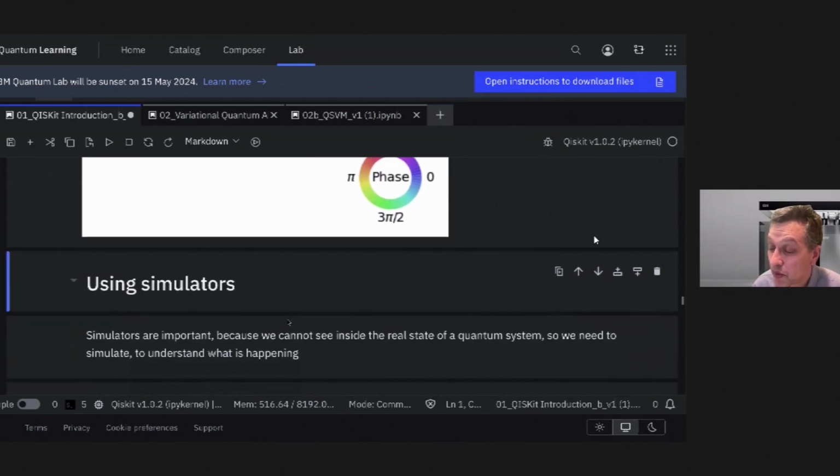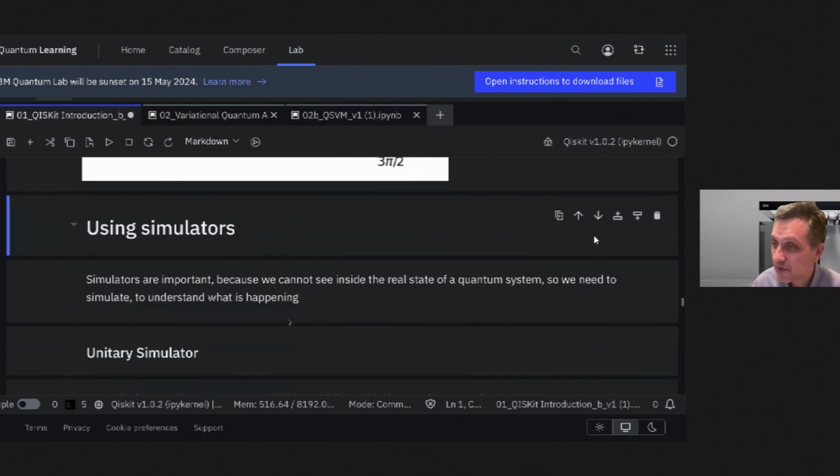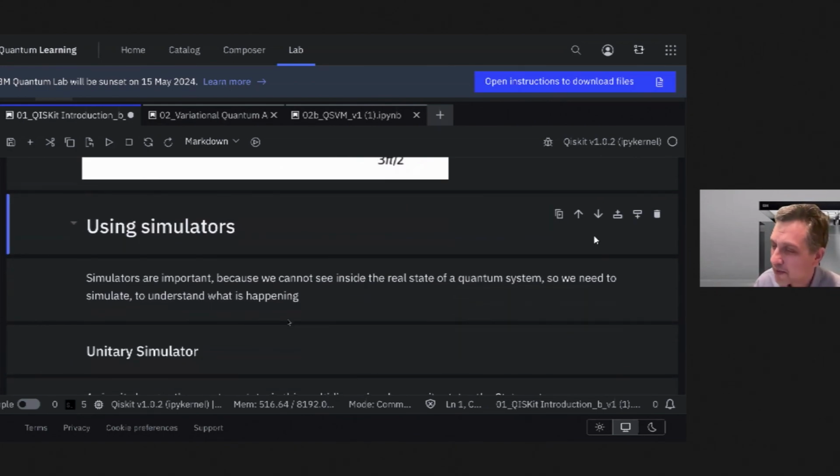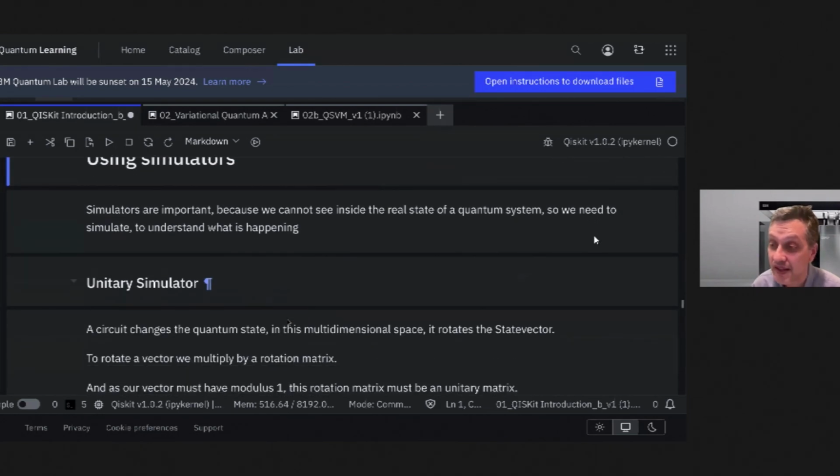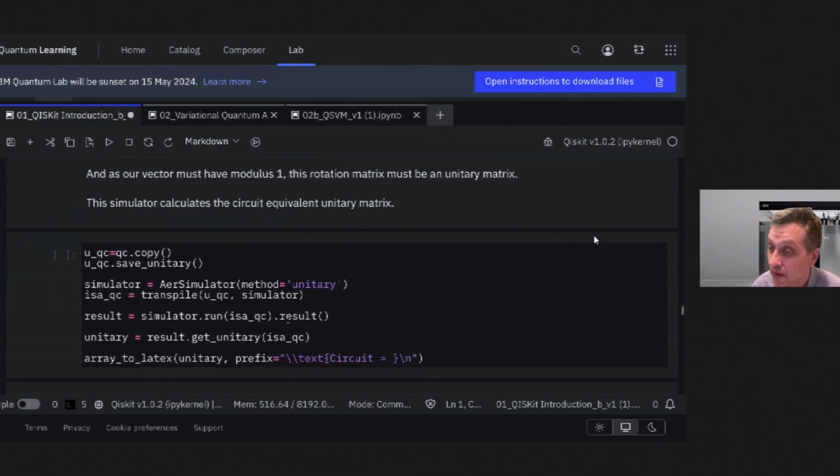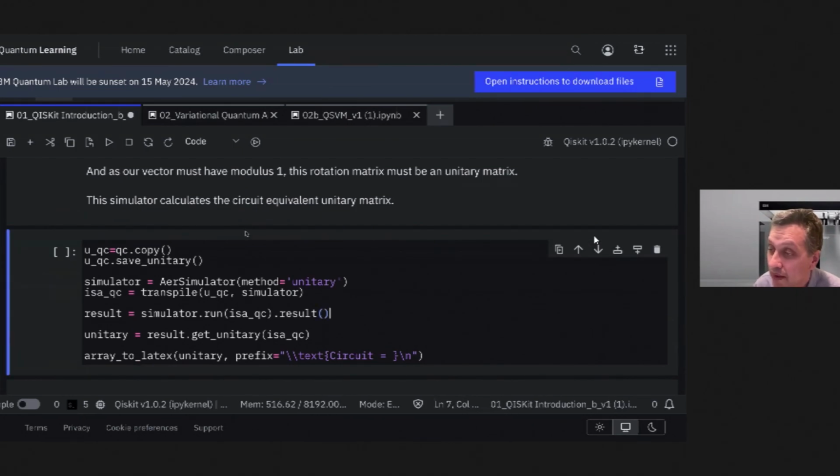So what can we do with simulators, and why do we use simulators for quantum computing? We always like to use simulators because it's the way we can debug our system. We cannot see inside the state vectors on a real machine, but if we are doing a simulation, we can see them. So how do we work with the circuit?